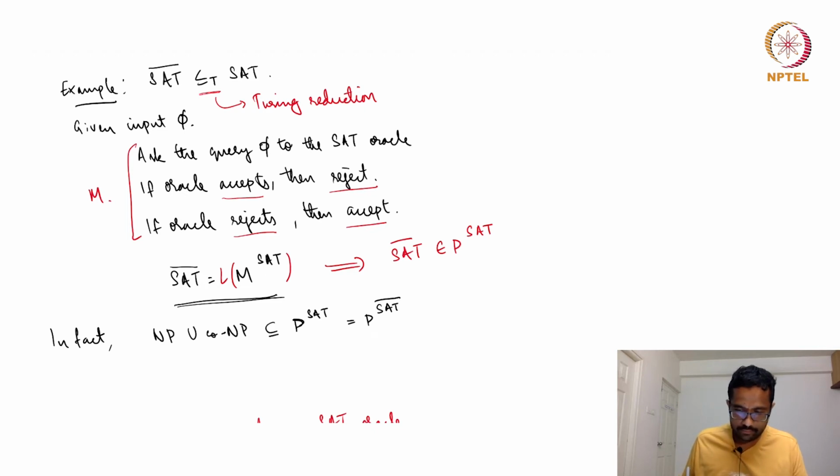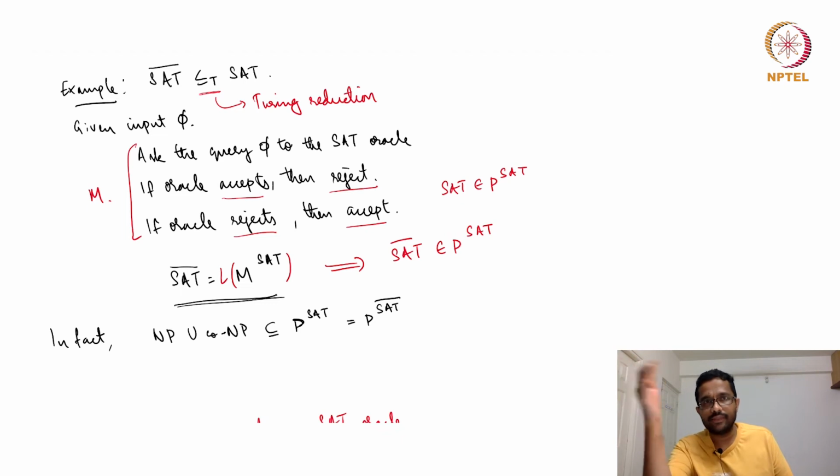In fact, it's not very difficult to see that even SAT is in deterministic polynomial time with access to a SAT oracle, right? Because it's trivial: you want to solve SAT and you have access to the SAT oracle, so all the machine has to do is just copy into the query tape, make the query, and then accept or reject accordingly. The same thing without flipping.